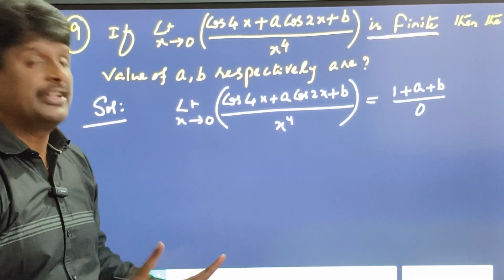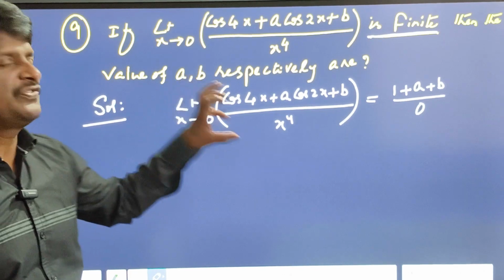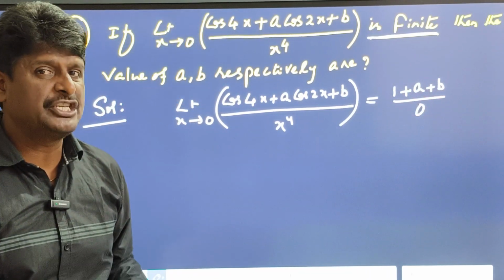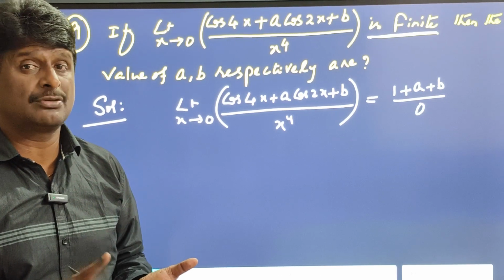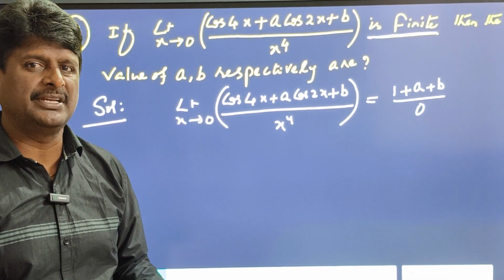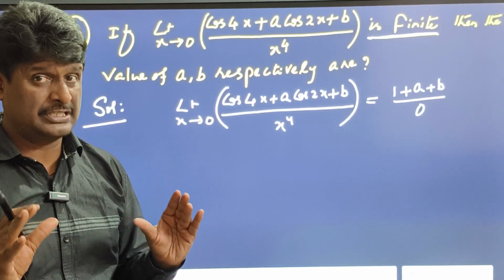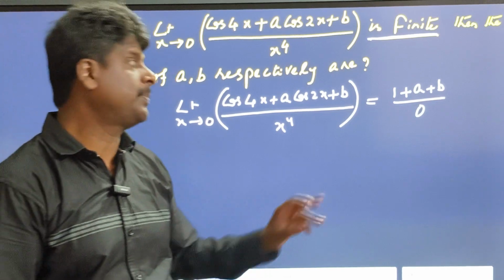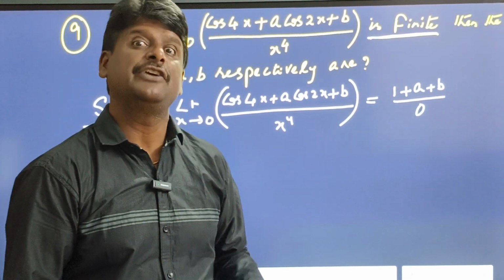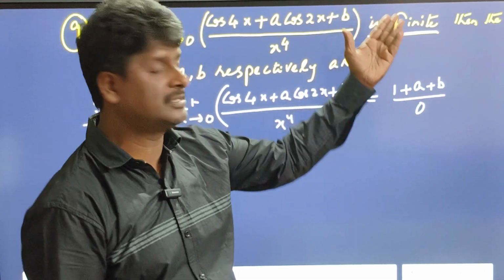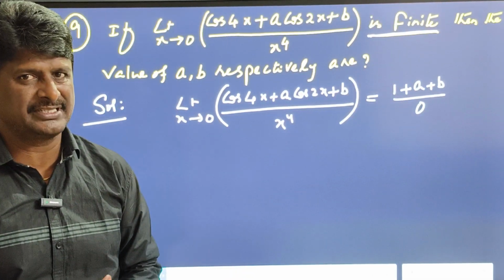But it is given that the limit is finite, and we are getting something by 0, which is infinite, a contradiction. In order to get a finite limit, we need to use L'Hospital rule. We need to proceed further. We should not stop the question at this stage. If we stop here, the answer is infinite, which is a contradiction to the hypothesis.